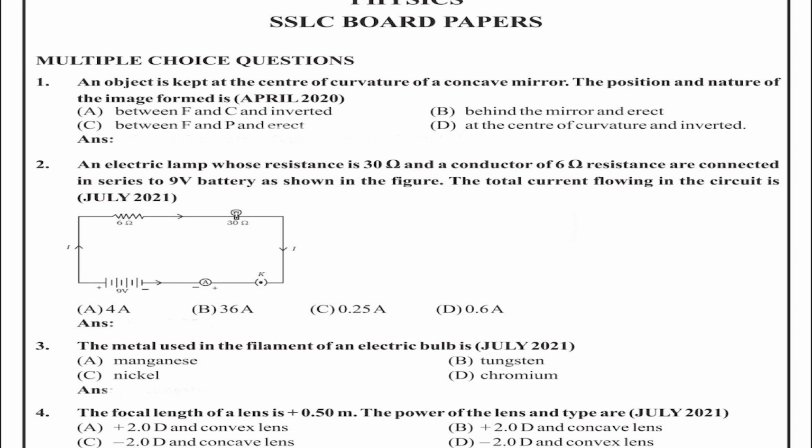So let's start. An object is kept at the center of curvature of a concave mirror. The position and nature of the image formed is. We very well know that in the concave mirror, when the object is at the center of curvature, the image is also at the center of curvature and the nature of the image is inverted. So the correct answer for the first question is option D.